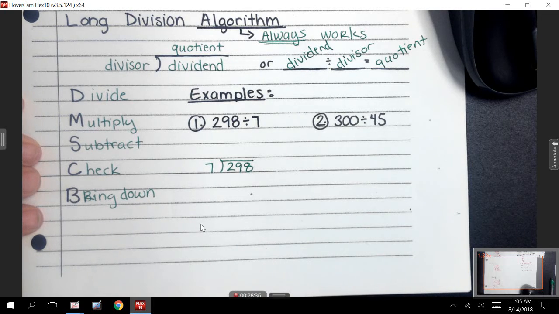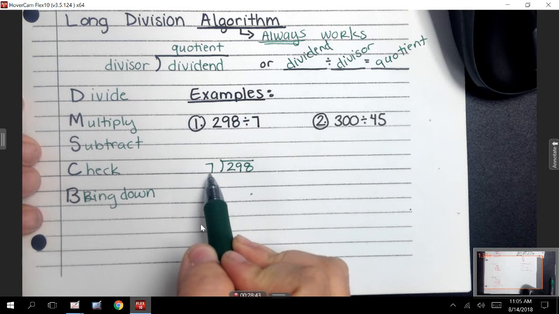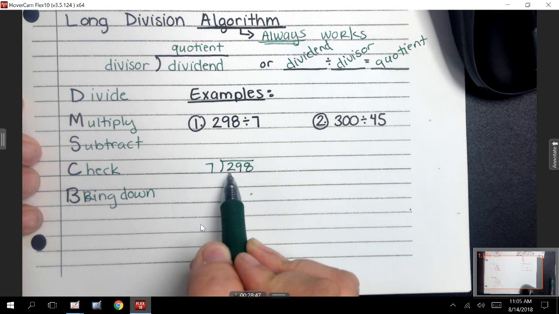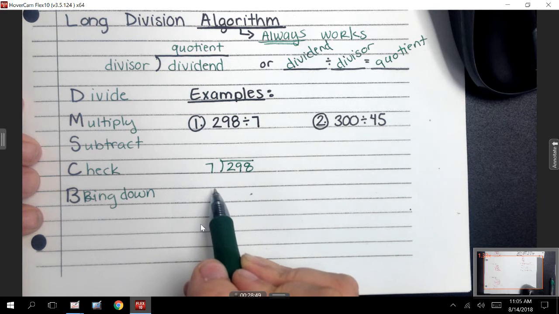Yes, Jeff? The divisors are like doors. Divisor and door go together. All right, so now we're going to ask ourselves, will 7 go into, we're not going to do the whole 298, we're just going to look at 2. Can 7 go into 2, guys?